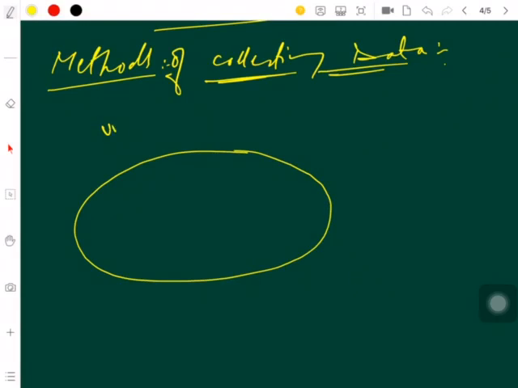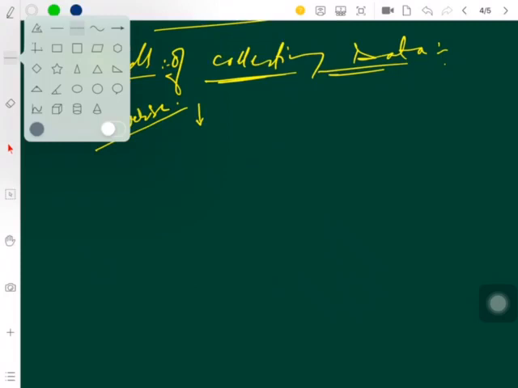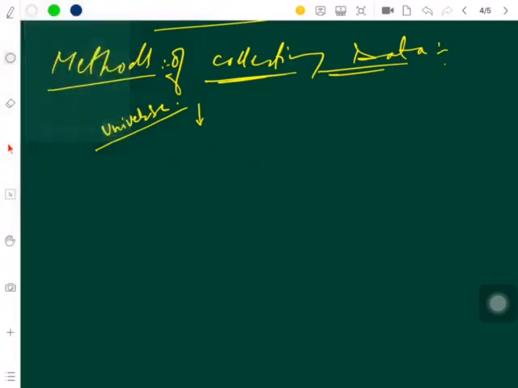Universe. Universe means the full field of inquiry. This universe can be, let us say, the state of J&K, or it may be. Why don't we do one thing? Why don't we make a sweet example out of it?